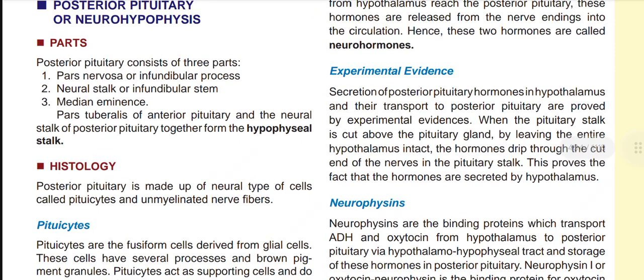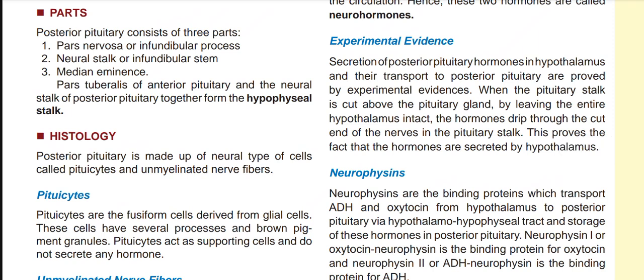Now, what are the evidences that these hormones are prepared in the hypothalamus and secreted by the posterior pituitary? Some proofs are, first of all, experimental evidences. Secretion of posterior pituitary hormones in the hypothalamus and their transport to the posterior pituitary are proved by experimental evidences. When the pituitary stalk is cut above the pituitary gland, leaving the entire hypothalamus intact, the hormones drip through the cut end of the nerves in the pituitary stalk, and this proves the fact that the hormones are secreted by the hypothalamus.